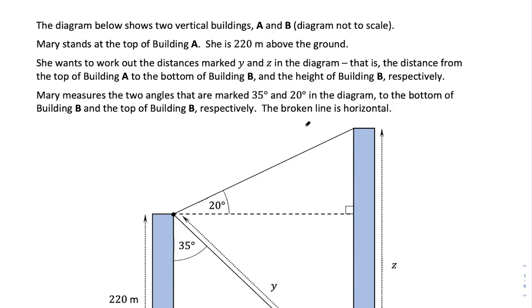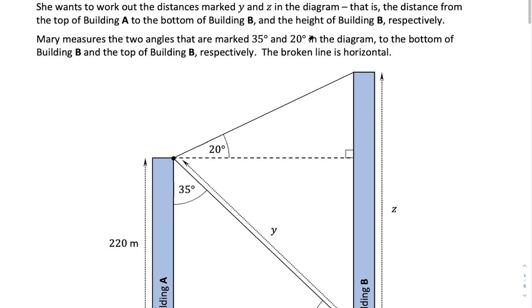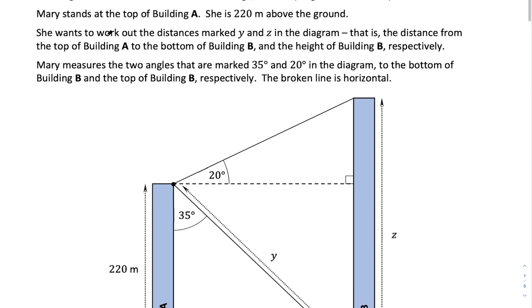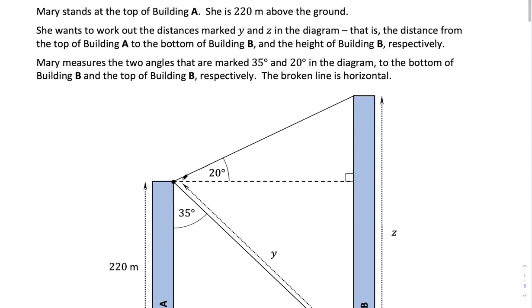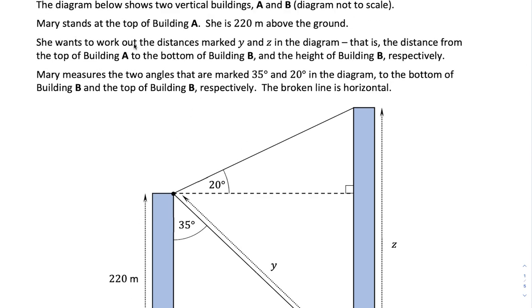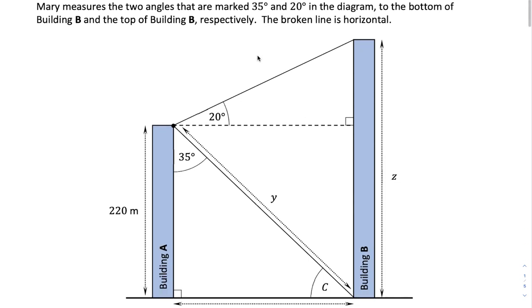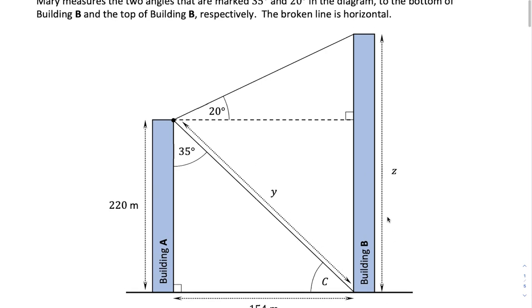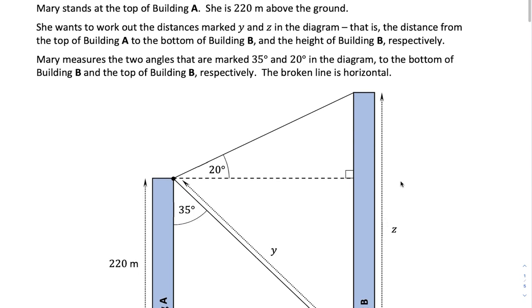So it says the diagram below shows two vertical buildings, A and B. The diagram is not to scale. So there's our building A and there's our building B. It then says that Mary stands at the top of building A. She is 220 meters above the ground. Now they've marked that in the diagram for us. It then says that she wants to work out the distance marked Y and Z in the diagram. So she wants to find out this side length, and she also wants to find out Z, which is the height of building B. So that's just describing what we've talked about there.